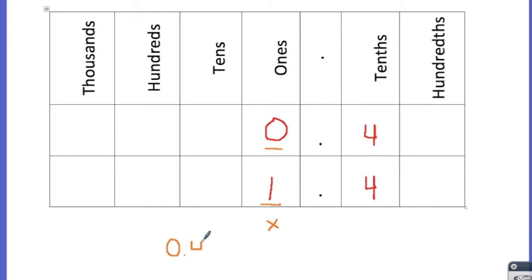And since 0 is less than 1, I'm going to put my less than sign. And then I am going to write my bottom number of 1 and 4/10. So now my number sentence reads 4/10 is less than 1 and 4/10.